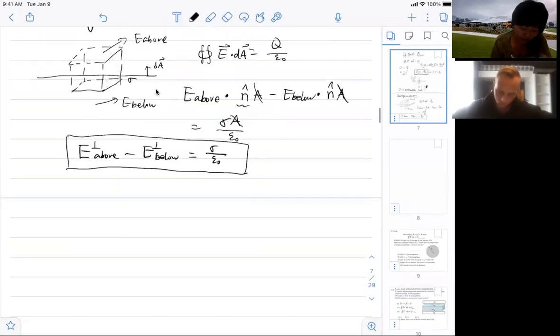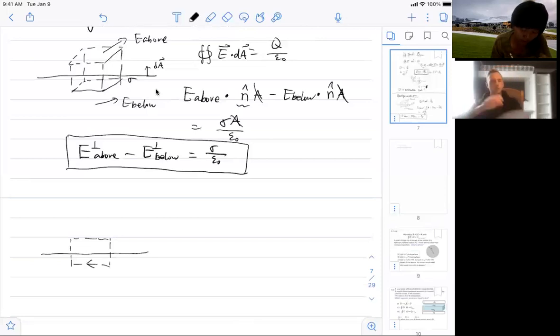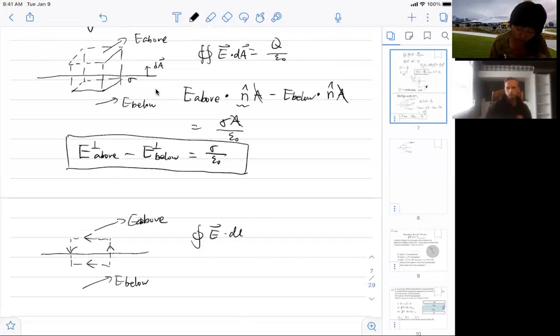We can do the same thing for the parallel component. So for the parallel component, instead of a surface, I'm going to draw a loop. This way, this way, this way. So you have, again, E below, and you may have some E above. We know this because the curl of E is always 0. This is for a static field. This can be transferred into this language because of Stokes' theorem.